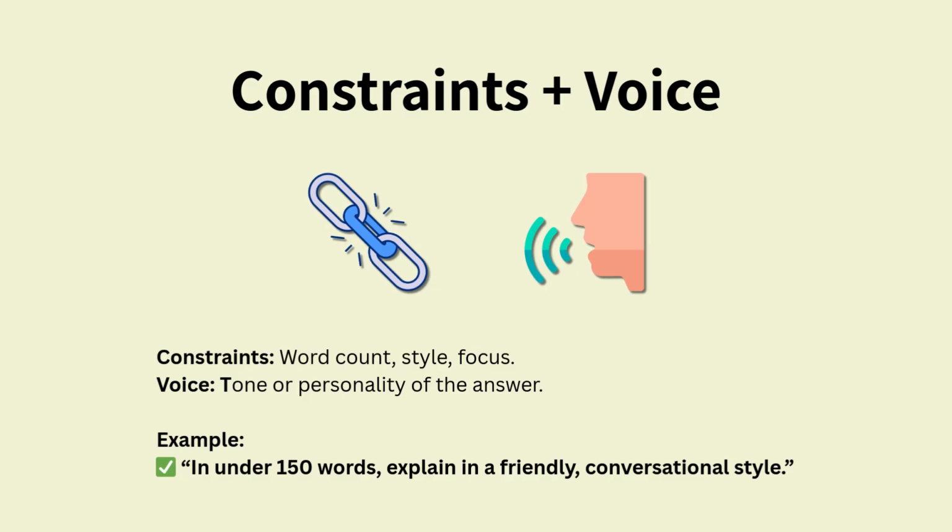Constraints and voice fine-tune your prompt. Constraints set boundaries, like word count or focus. Voice sets the tone. For example, in under 150 words, explain in a friendly, conversational style. These small tweaks can completely change the result.